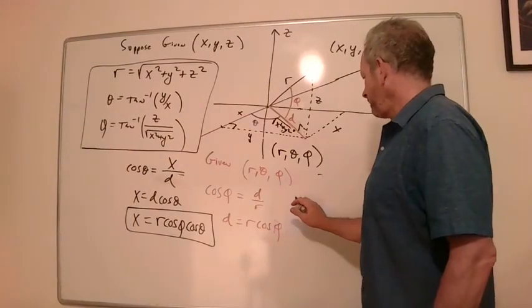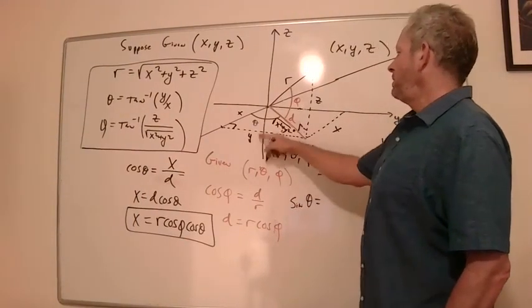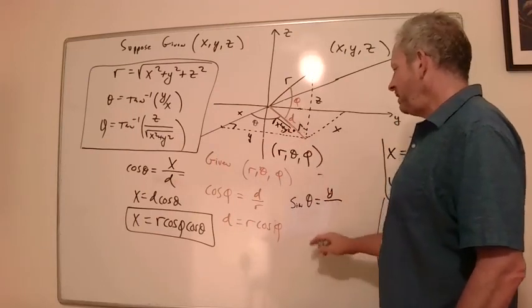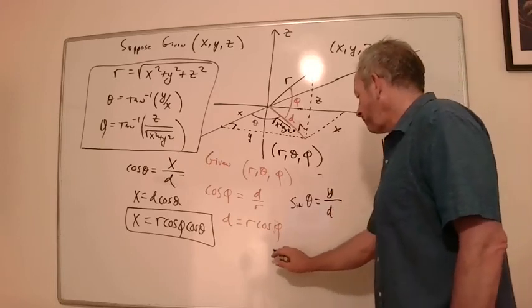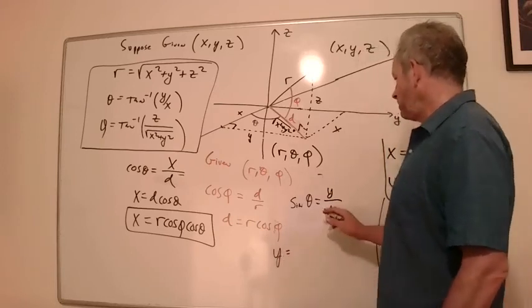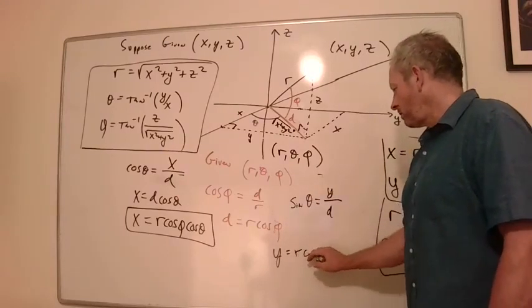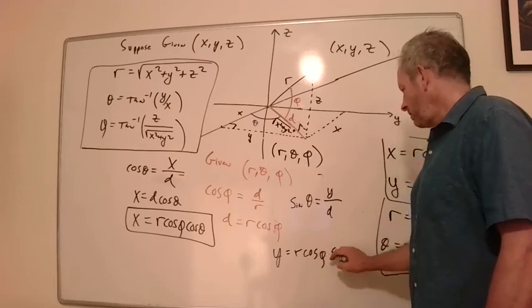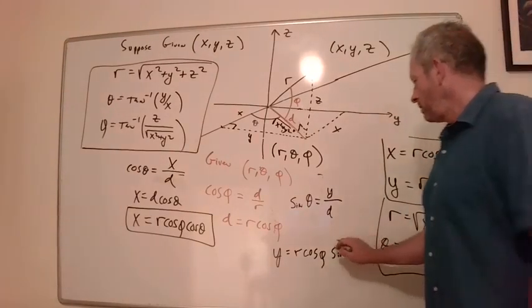If I have sine of theta, what's the definition of sine? It would be opposite, y over d. But d was, well, I just put d right now. So that means y is equal to d times sine theta, but d is this. So r cosine phi sine theta. So there's y.